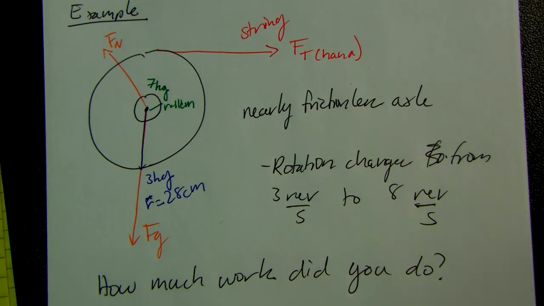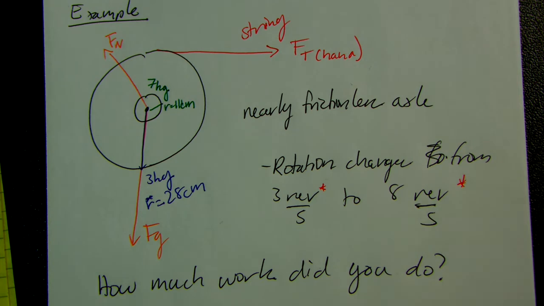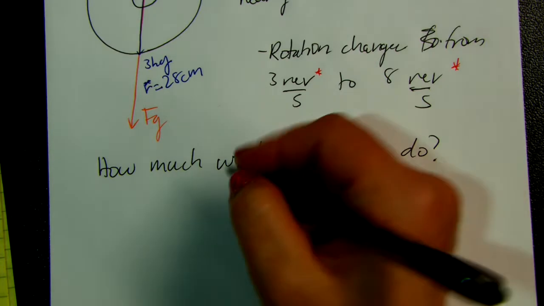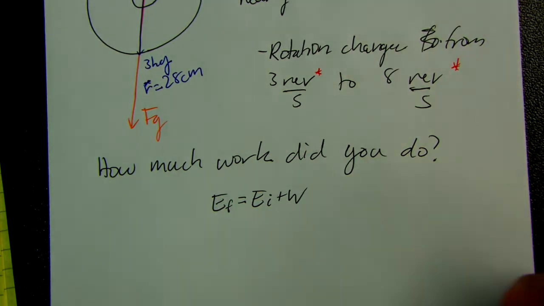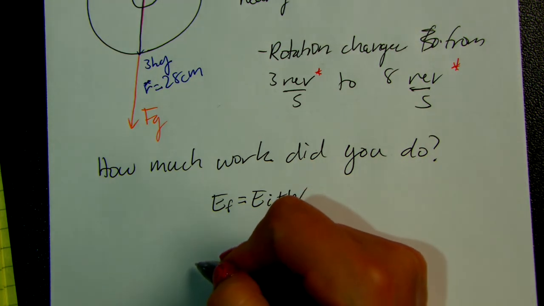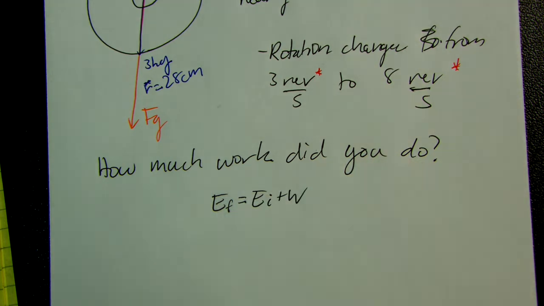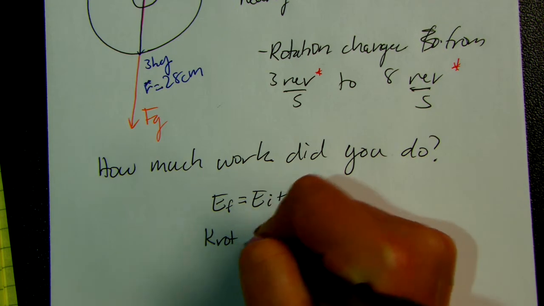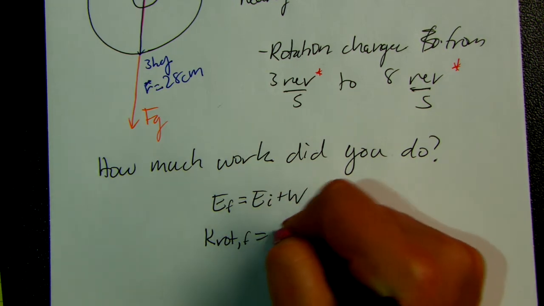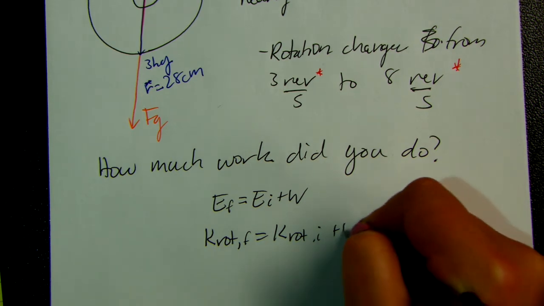Also, just one thing to note, this is not radians per second. Keep that in mind. Okay, so we know that the final energy is equal to the initial energy plus any work done. Therefore, there isn't any translational kinetic energy. The rest mass is staying the same. So the only type of energy that we're dealing with is rotational. So K rotational final is equal to K rotational initial plus any work done.